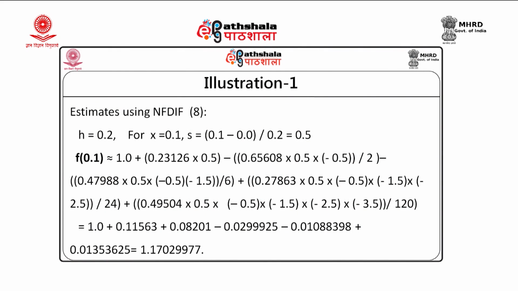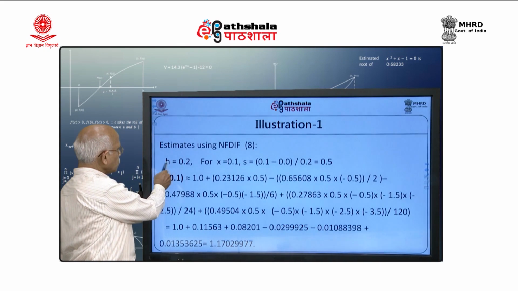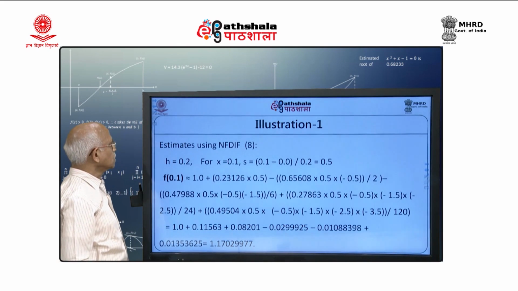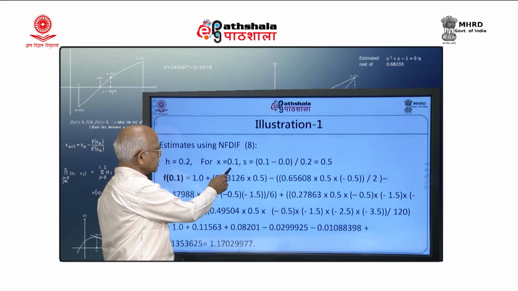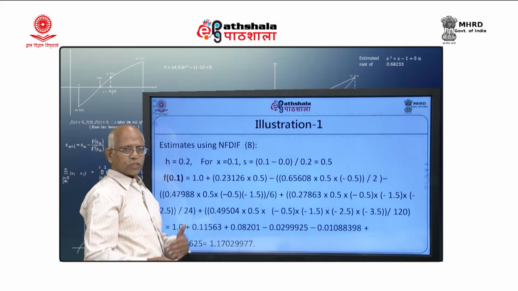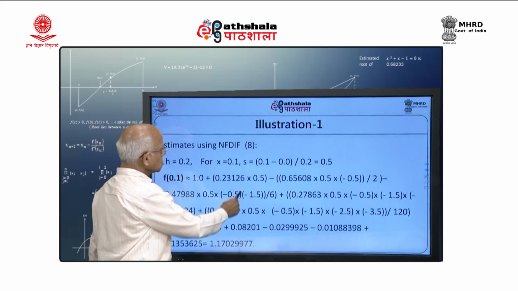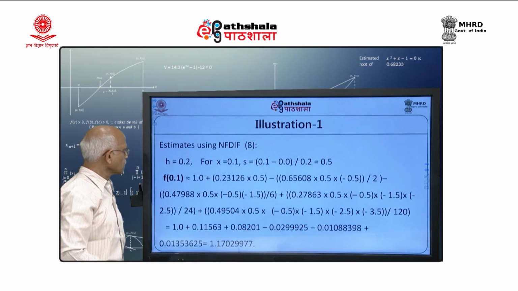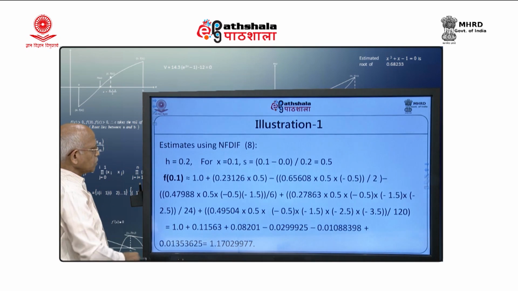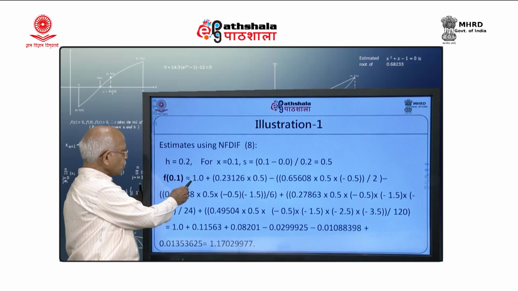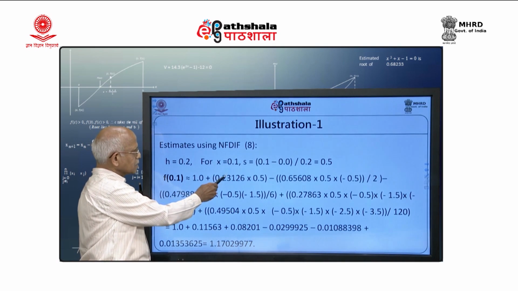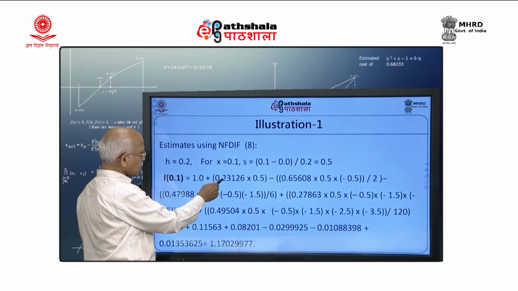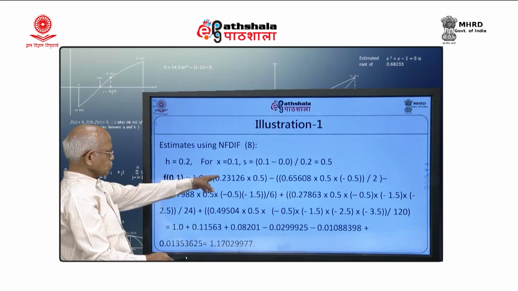Now, we are using these estimates to compute our values. In this case h, the incremental value in x, is 0.2. For x equal to 0.1, we calculate s. We are going to use the formula in the concise notation. So, s equals 0.1 minus 0 divided by 0.2, that is equal to 0.5. So, f 0.1 will be given by 1.0 plus s into delta f x 0 by 1 factorial, that is what we are going to consider.